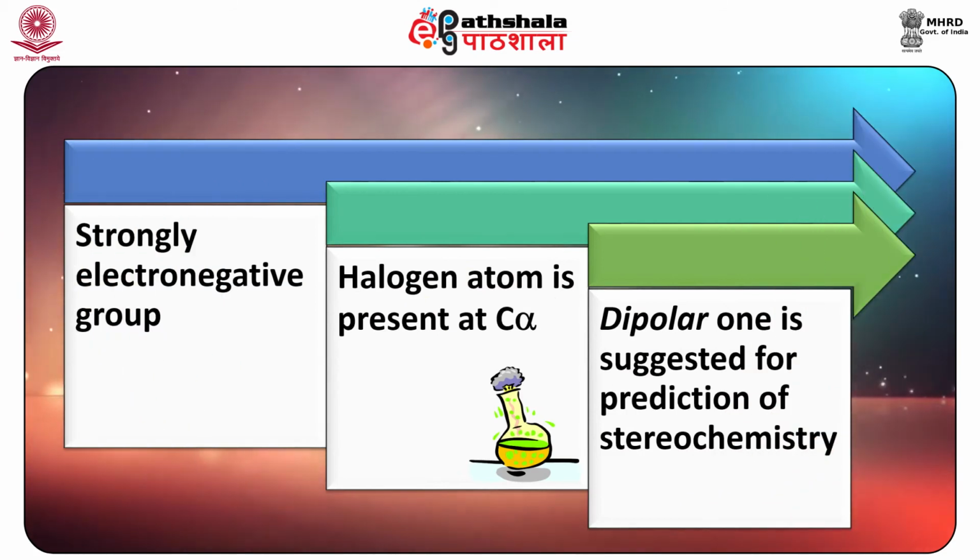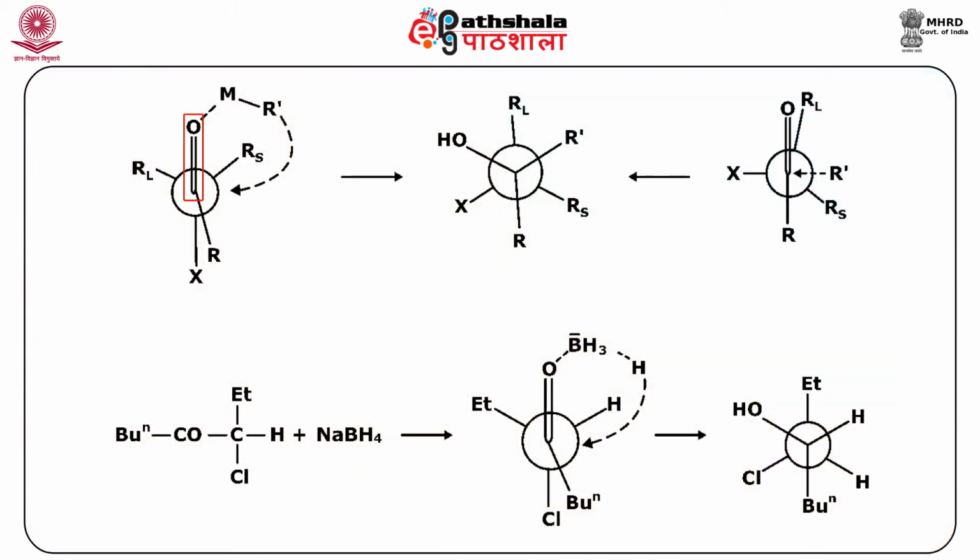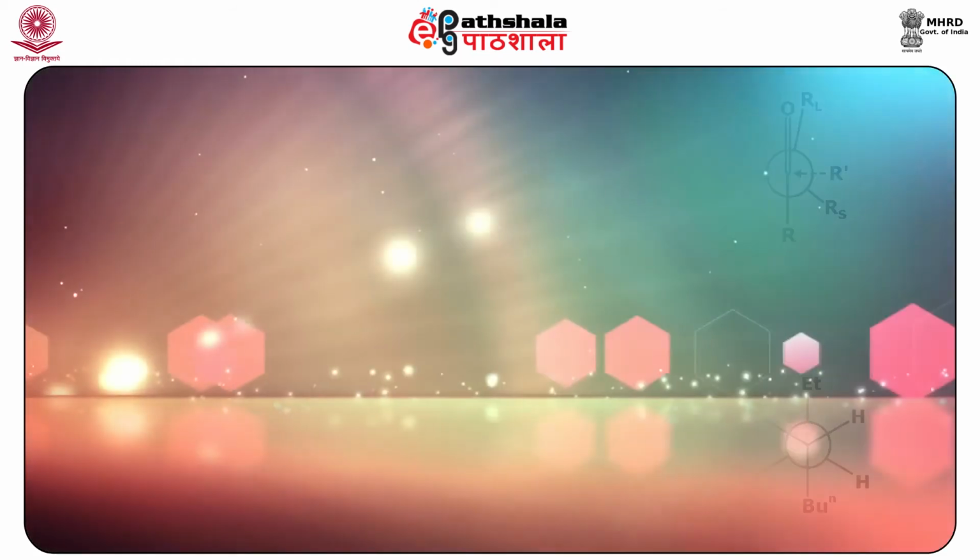If a strongly electronegative group, for example a halogen atom, is present at C alpha, yet another model, a dipolar one, is suggested for prediction of the stereochemistry. The dipoles of the carbonyl bond and the C-X bond oppose each other, and so they are placed anti as in the given model, as shown in figure 8 and structure 7. The dipole repulsion is thus minimized.